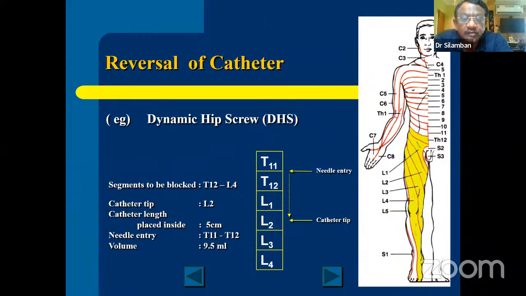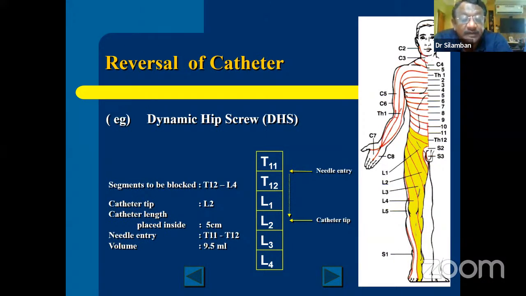So this is how. For example, even if we want to do a dynamic hip screw fixation, which is not done nowadays, nowadays they do PFNs. This is how you go about it. So you decide what segments to block, T12 to L4. So catheter tip is the center at L2. So your catheter placed inside is 5 centimeters. So needle entry is T11, T12. You push it inside. Push it downwards. And at 9.5 ml per hour, things are over.